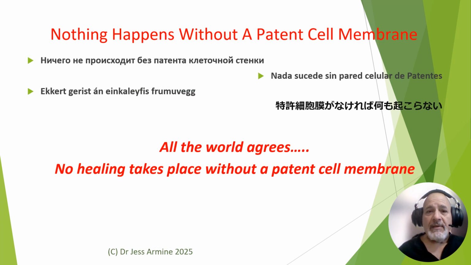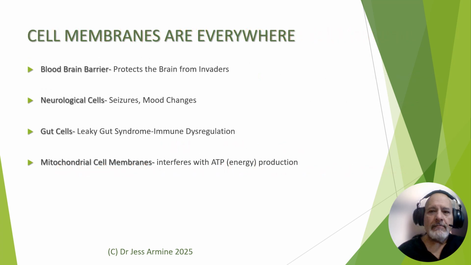And nothing happens without a patent cell membrane. No matter where you go in the world, they all say the same thing. All the world agrees that no healing can take place without a patent cell membrane. Obviously the cell membranes are everywhere because we've got 30 trillion cells in our bodies. But it's super important because dysfunction or leakiness of the cell membranes is going to cause different kinds of symptoms.